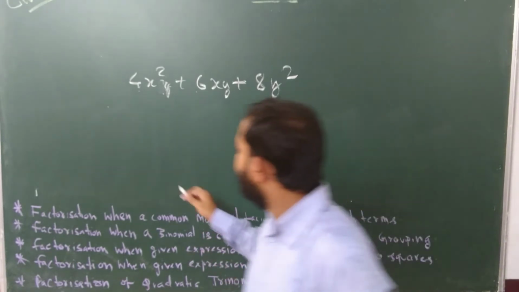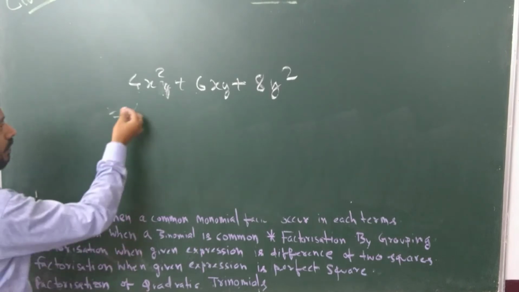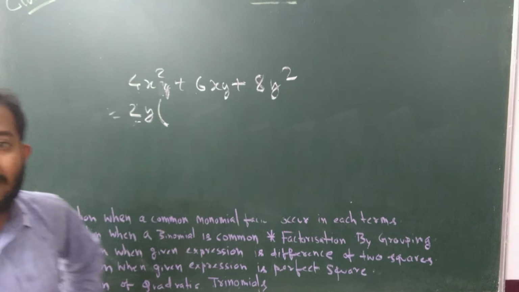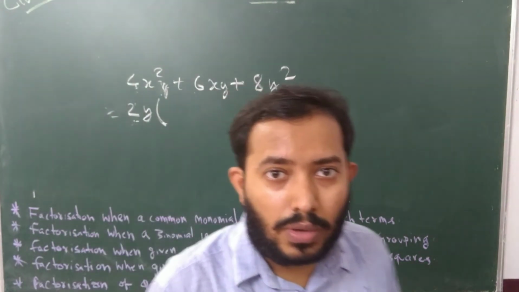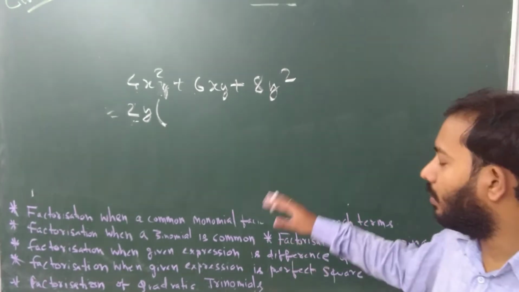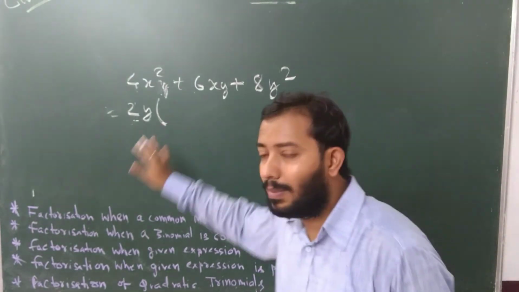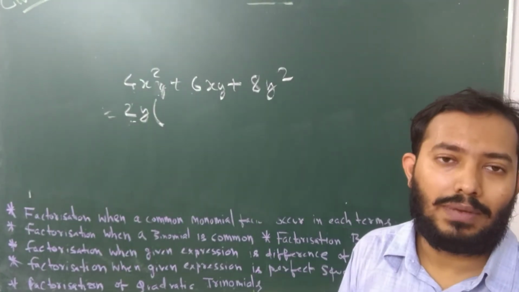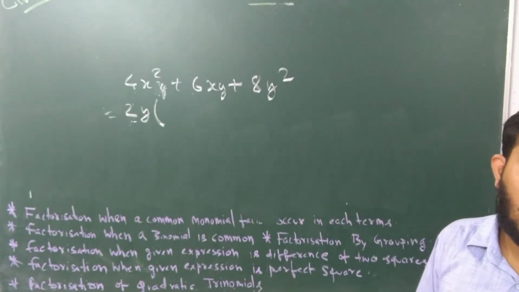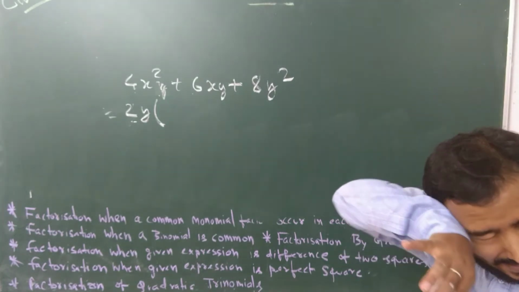So here the monomial is, if we take out this 4, not 4, only 2 will be there, and y. This is your monomial, 2y is the monomial. If we take out the 2y, whatever remains will be one factor, and what is outside of the bracket, that is also a factor. So this is one type of factorization, where a common monomial occurs in each term. You can see that.